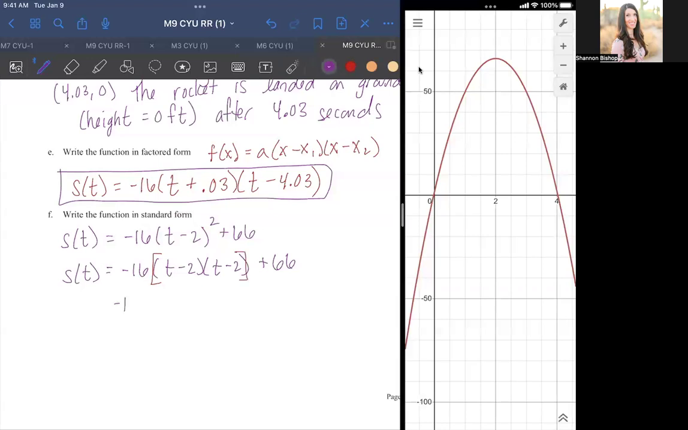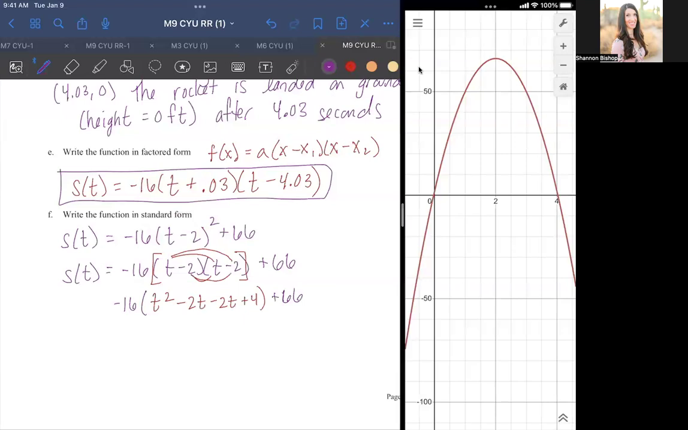So I'm going to leave my negative 16 alone. And now I'm going to distribute my t minus 2 times t minus 2. Starting with variable t, t gets multiplied to this t, making t squared. And t also gets multiplied by negative 2, making negative 2t. Similarly, the negative 2 also has to get distributed. So negative 2 times t is another negative 2t. And negative 2 times negative 2 makes positive 4. So all of that is what you get when you distribute that out.